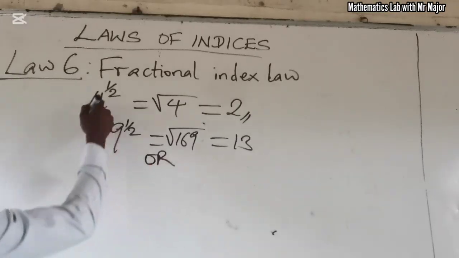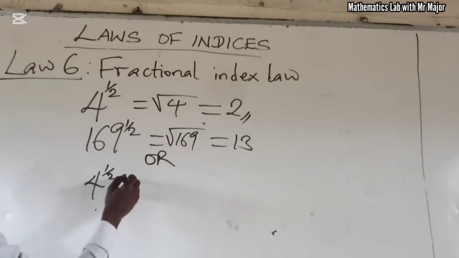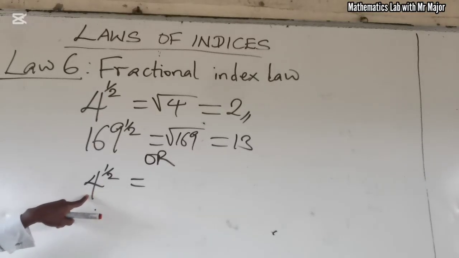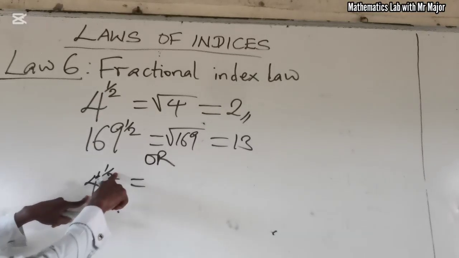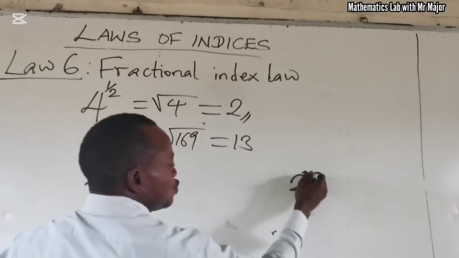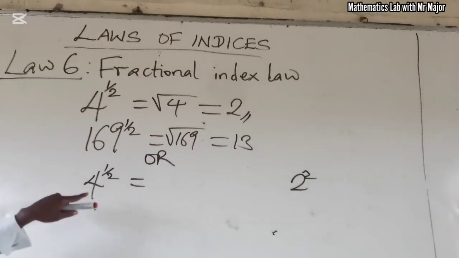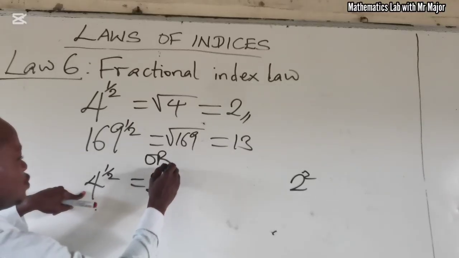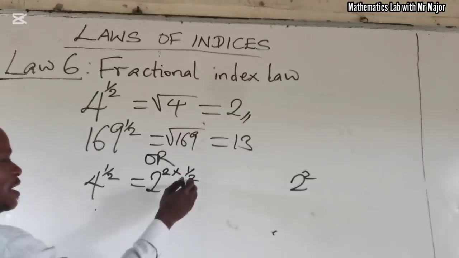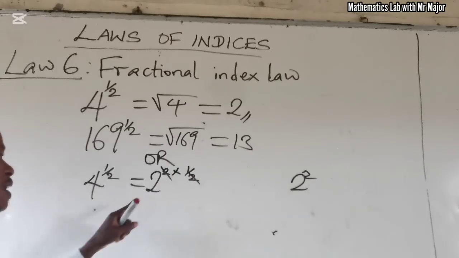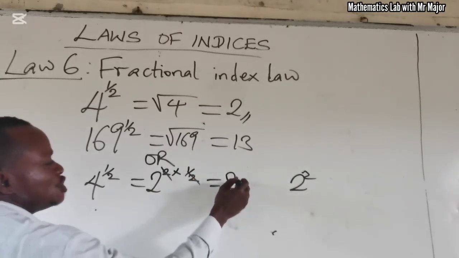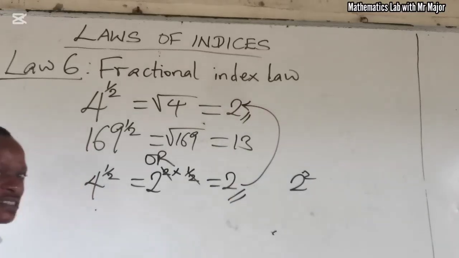So let's say 4 raised to power half. Since the denominator is 2, you can look for a number that can be raised to the power of 2, and the answer will be 4. And that is 2. 2 raised to power 2 is 4. So another way of writing 4 is 2 raised to power 2, then times the power that was already there, half. Here, 2 will cancel 2. You are left with 2 raised to power 1. And of course, 2 raised to power 1 is 2, which is the same answer as this.